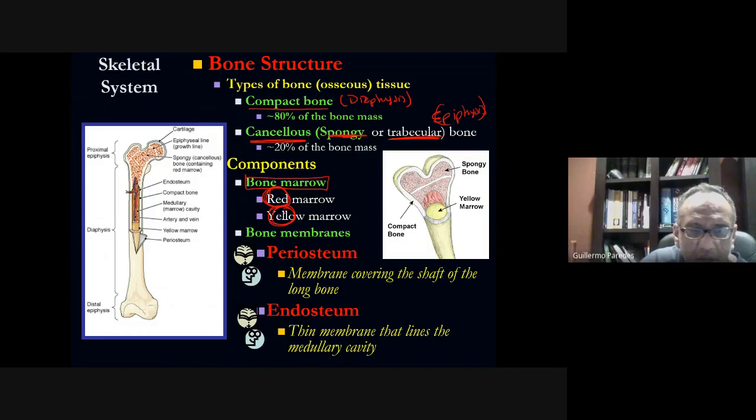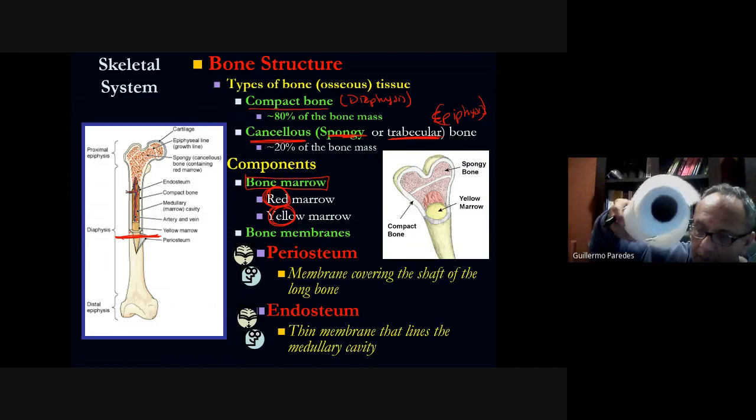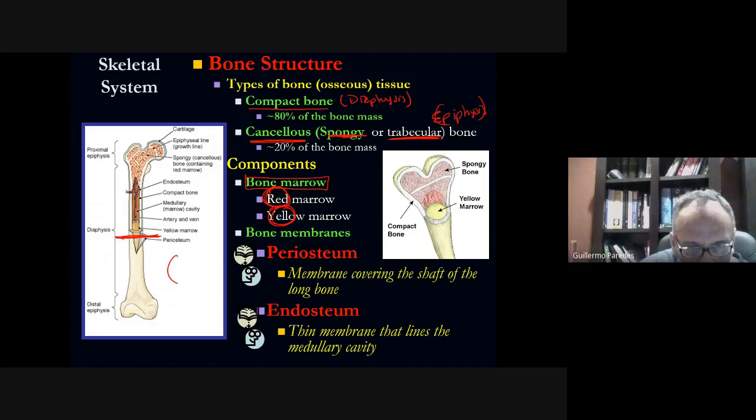So where is the yellow bone marrow? If I cut the bone in a transverse cut like this, you are going to see the outer portion of the bone, and here we have a channel. It's like a tunnel that goes all the way through the bone, up here, down here. This channel is called the medullary cavity. What is inside of this medullary cavity? Inside of the medullary cavity, we have fat. This fat is what we call the yellow marrow.